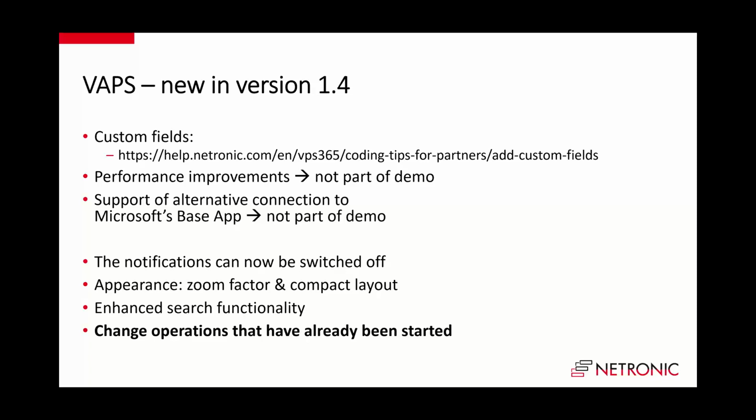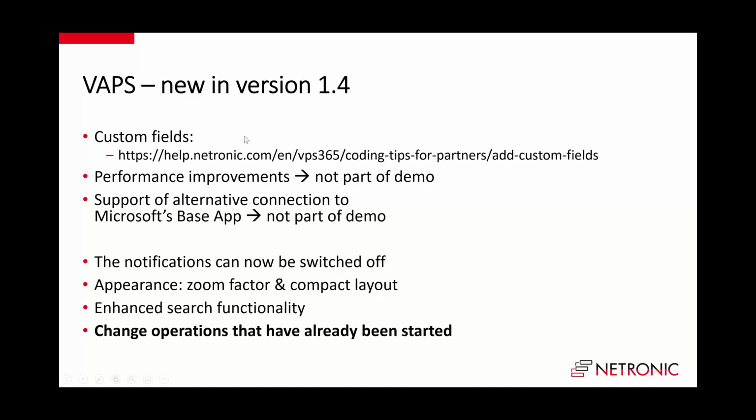And if you have custom fields, for example, in the production order or in the production order line or on the routing line, and want to see them either on the bar label or in the tooltip, then please follow this link. Go to helpnetronic.com and search for custom fields VAPS, and then you will find a how-to instruction on how you can make the custom fields that you might have on the production order header or routing line appear in our configuration tool for the tooltip and for the bar label.